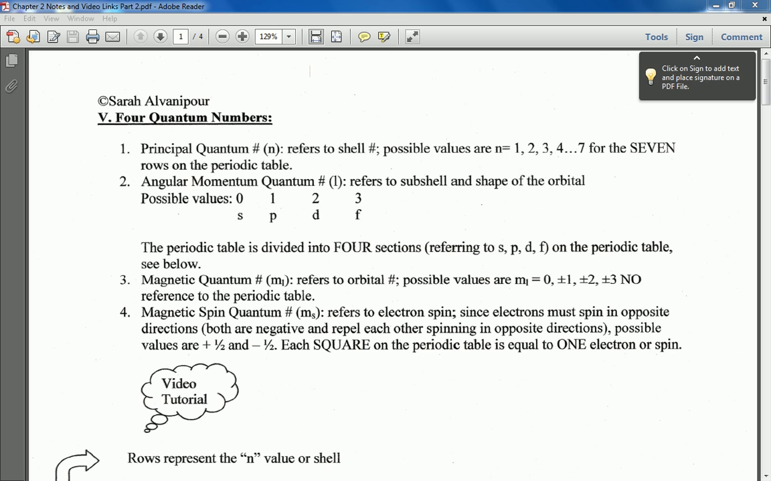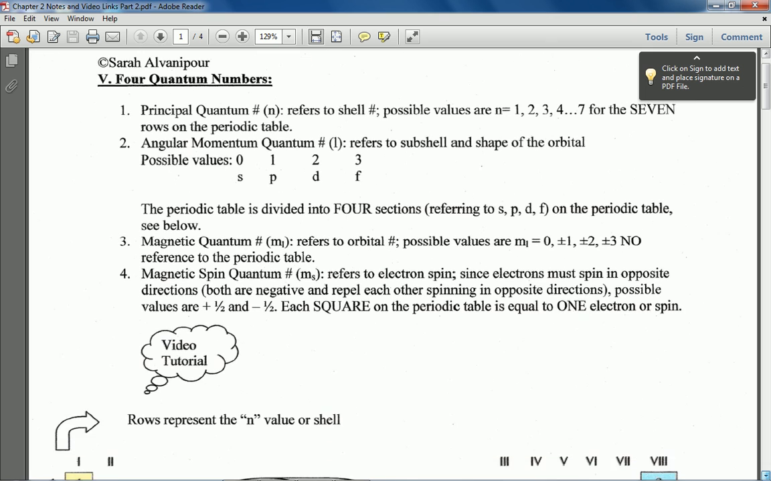Now, what does the angular momentum quantum number reference on the periodic table? Again, it's going to reference a piece of geography on the periodic table, and this is going to reference four sections, that's one for s, p, d, and f on the periodic table. And we'll take a look at those below.